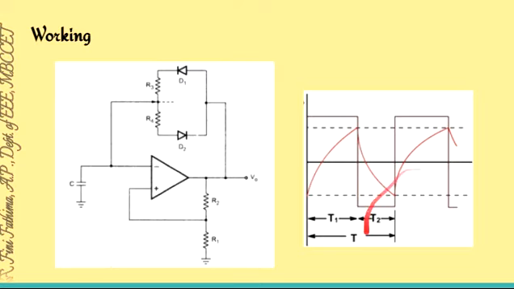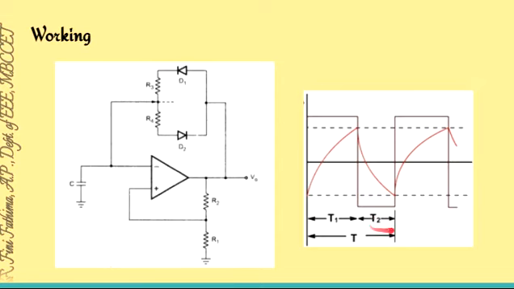So at the time T1, when the output is plus Vsat, diode D1 becomes forward biased and the current flow will be from Vout through D1, then R3, and it moves through capacitor C. So naturally this time depends upon this resistor R3 and the capacitance C. The charging time depends on R3 plus RD into C.